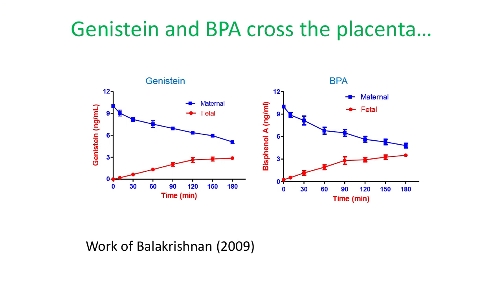So let's just have a little bit of a look at what might happen here with some of these chemicals. If you look at genistein and BPA, we've done some really quite interesting experiments at the Liggins in collaboration with Peter and a really brilliant PhD student, Biju Balakrishnan. He has been collecting the placentae from women at the point of parturition and running back to the lab, and to see him do this is just amazing.